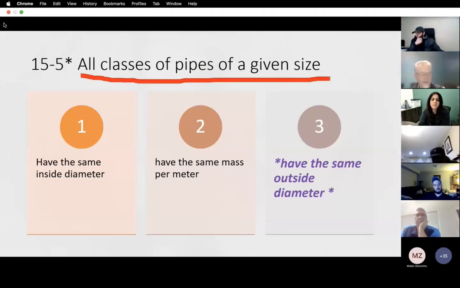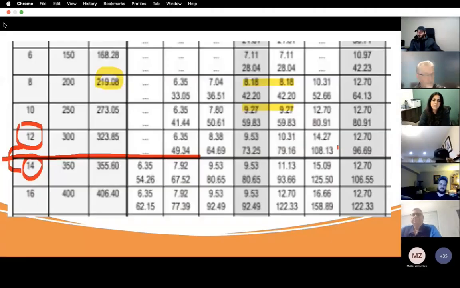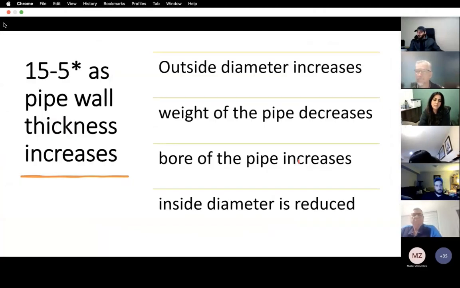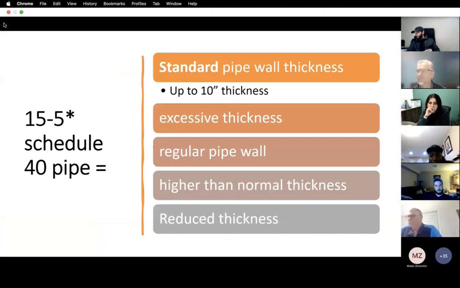All classes, so going across the classes, 10, 20, 30, 40, or standard or extra strong, have the same outside diameter across the page in the pipe chart. And there's your chart with all the lovely numbers. So as pipe wall thickness increases, what happens to the inside diameter? It gets less. Thicker pipe, but less space to put the liquid through the pipe.